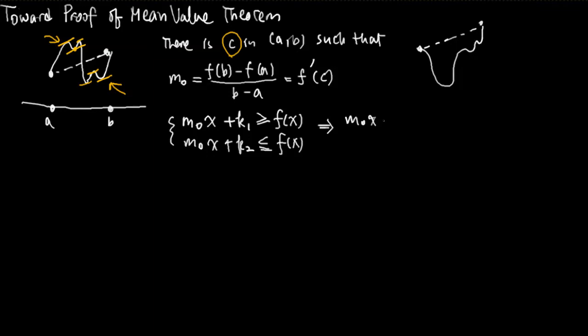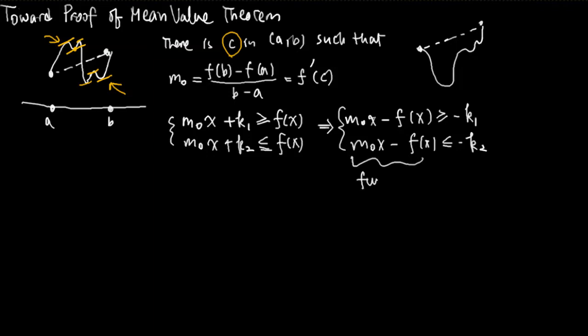The first one becomes m0 x minus f of x greater than negative k1, and the other, m0 x minus f of x, is in this case less than negative k2. Once you do this simple algebraic thing, this m0 x minus f of x is like a function, and everything is known. m0 is predetermined, x is the main variable. This k1 and k2 is something we're looking for. But if you look at this function and the relationship between these two things, this is happening for all x in that interval.